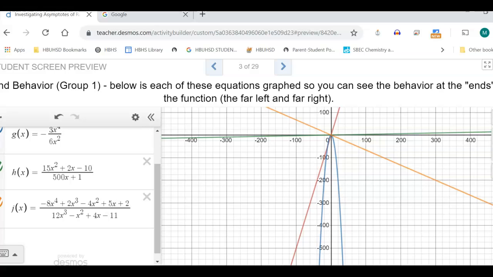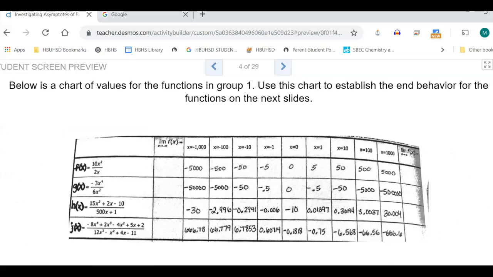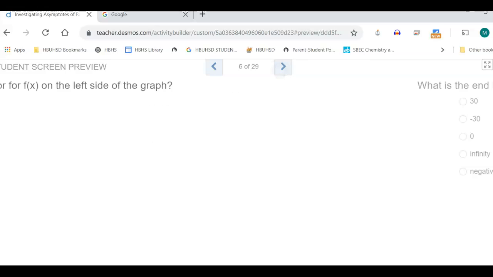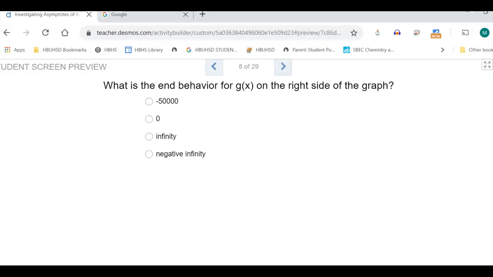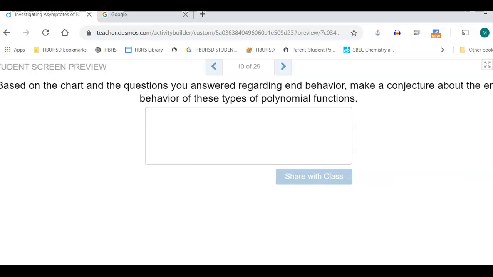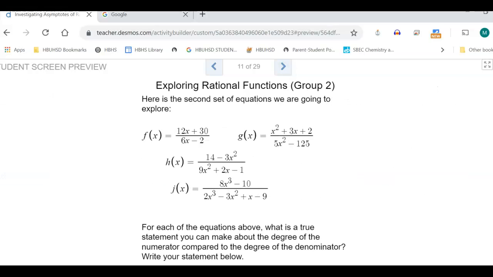All right. So let's look at a different group of equations. Sorry, we're skipping all this. All right, second group of equations.